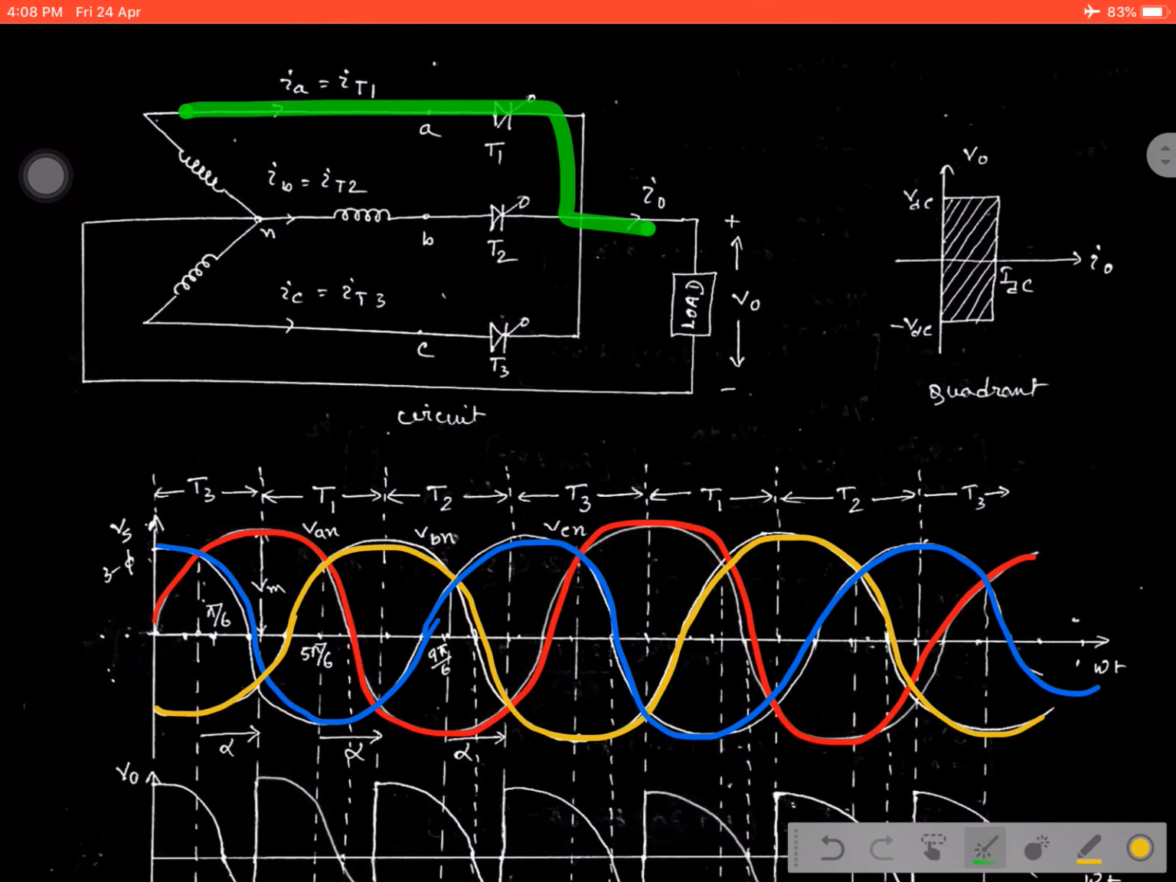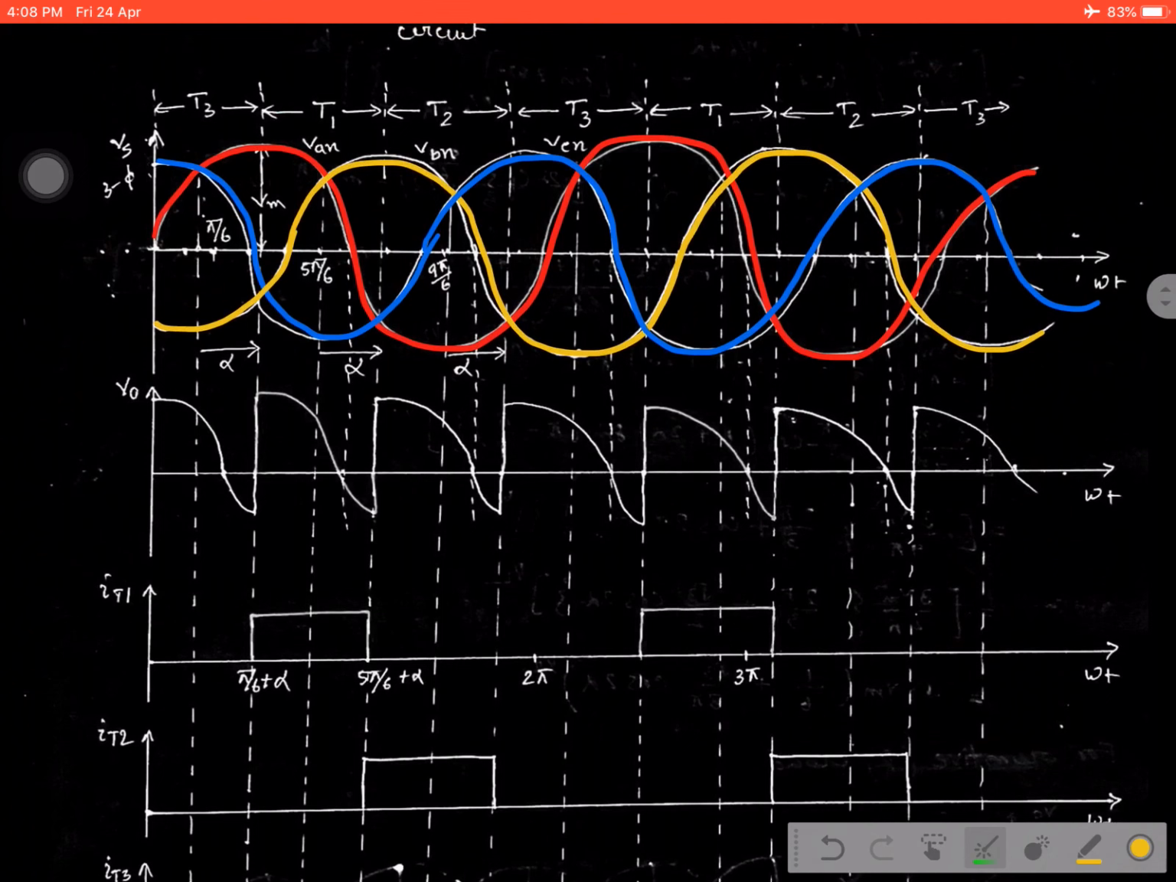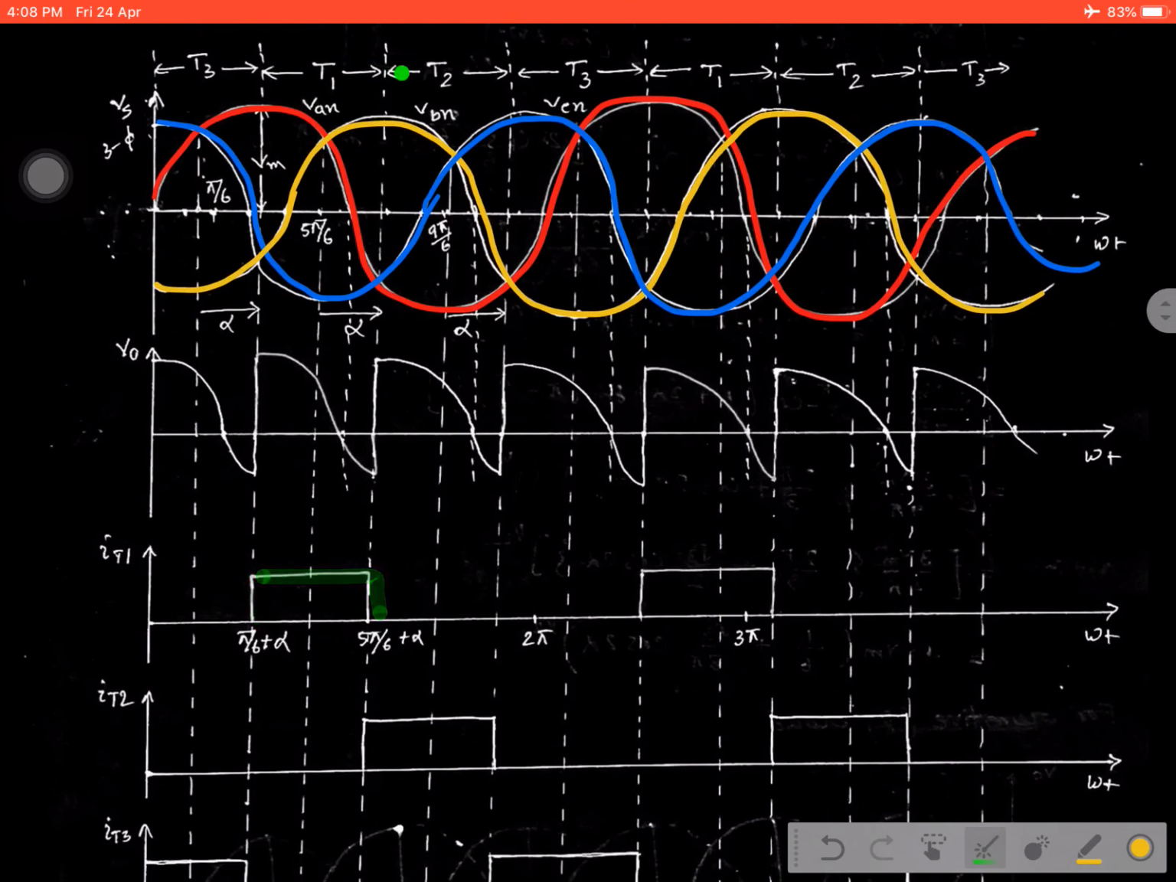It's very easy to understand. The similar thing can happen here. That means in this particular region T1 starts conducting. That is why this is the concept of IT1. Similarly, when T2 starts conducting in this region, then this is the output waveform of IT2.